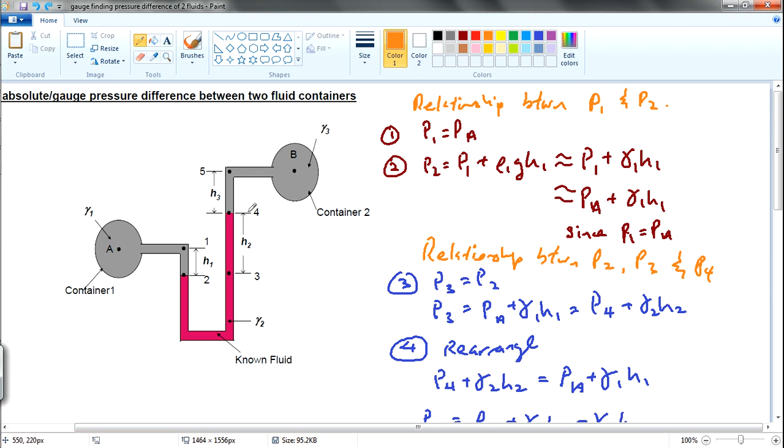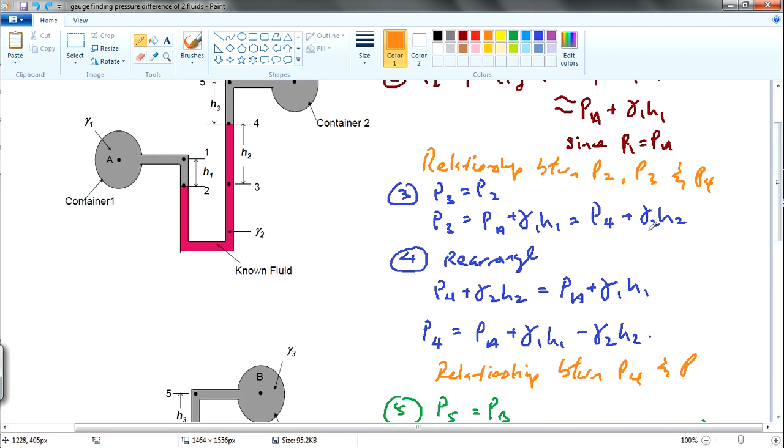So where is P4? P4 is over here. P4 plus this amount of pressure can describe P3. So P3 can be described using P4 and the relationship, and P3 can also be described using P1 plus the amount over here. So P3 can be described using these two relationships. This is why I've written a relationship between P2, P3 and P4. This is the point.